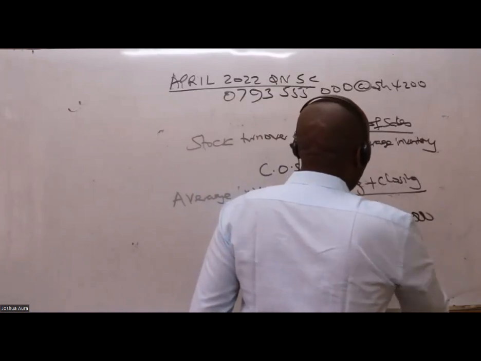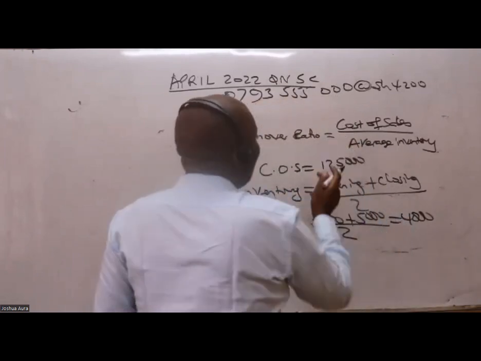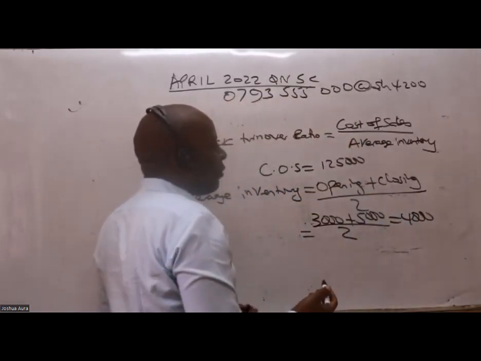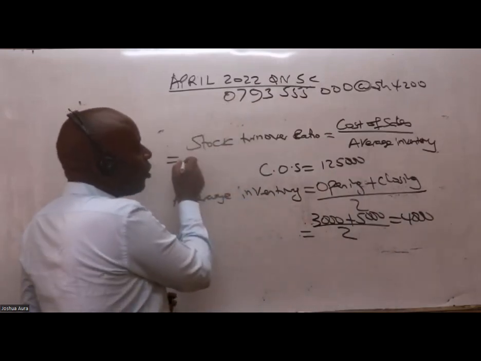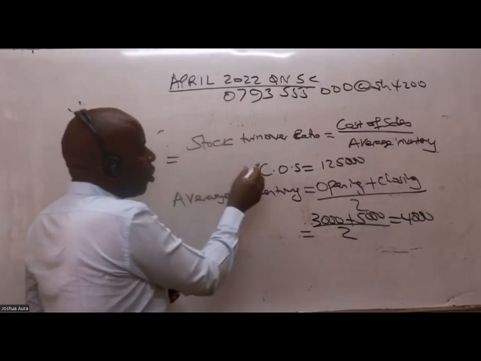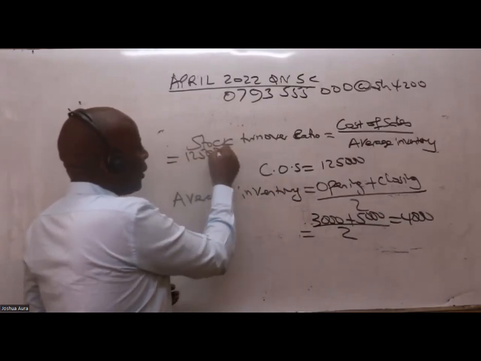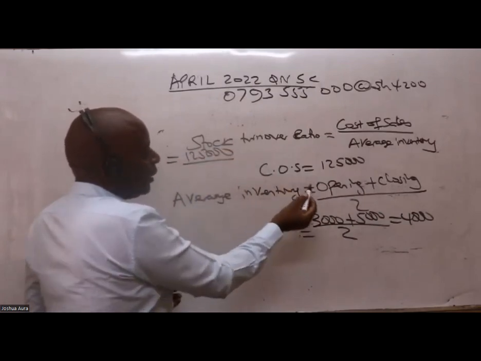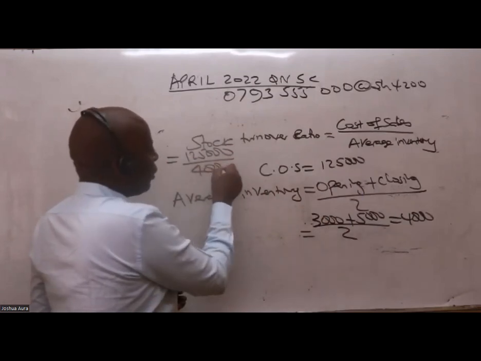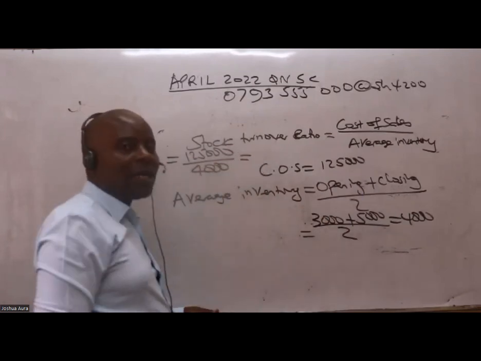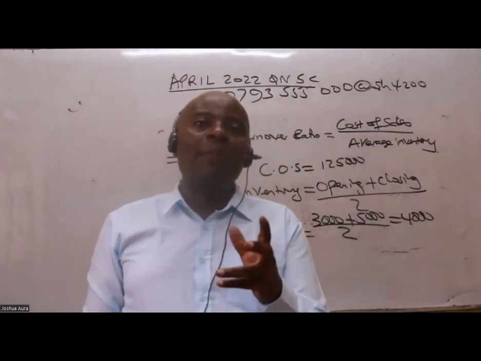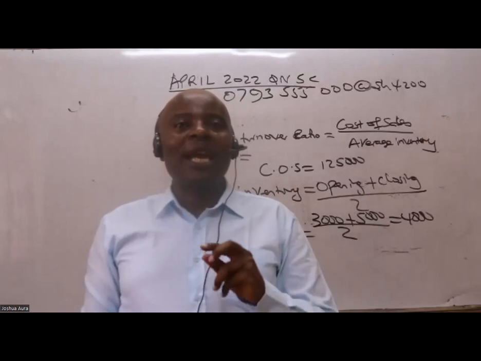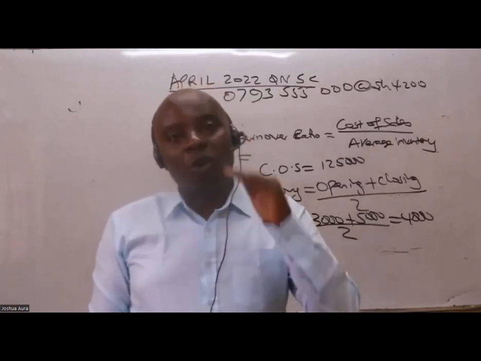So if I come back here, I'll be able to pin down this entire formula very easily. The stock turnover ratio will be equal to cost of sales, 125,000, divided by the average inventory, which is 4,000. Don't multiply this by 100, because for the stock turnover ratio we prefer mentioning the number of times, the number of times our average stock is going to cost of sales.